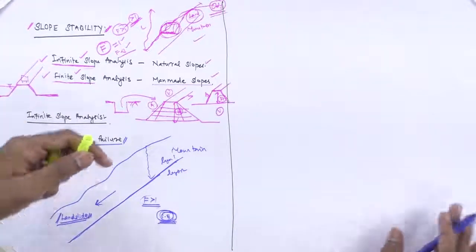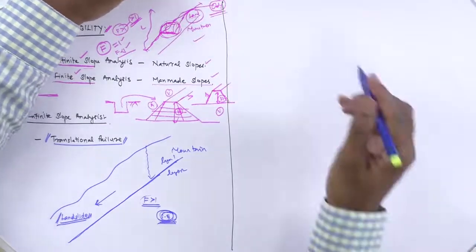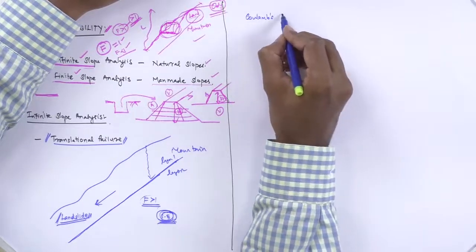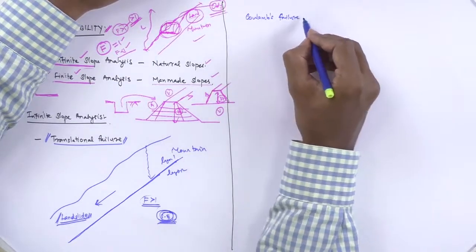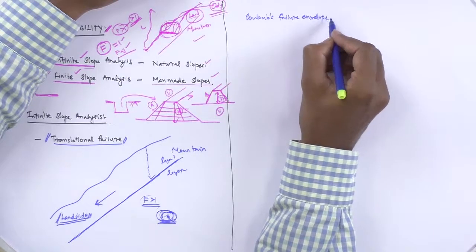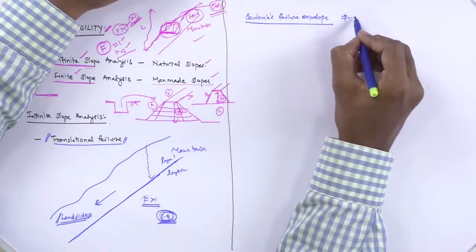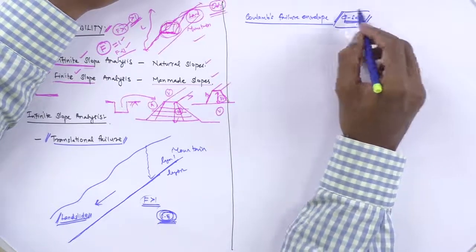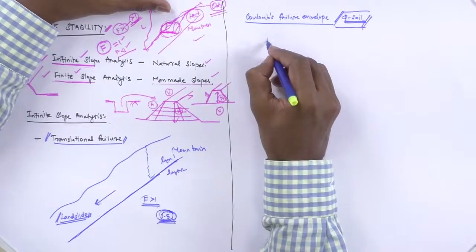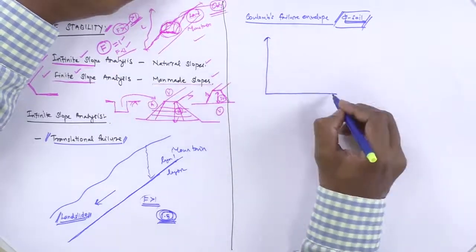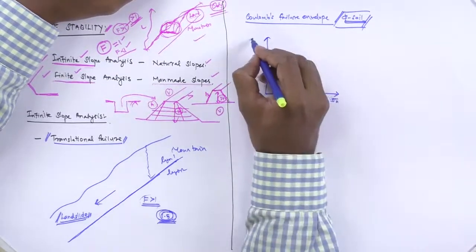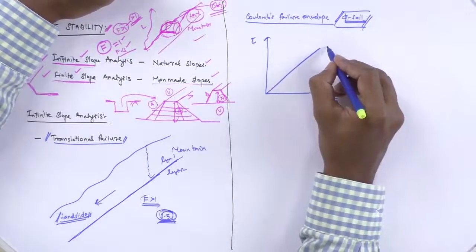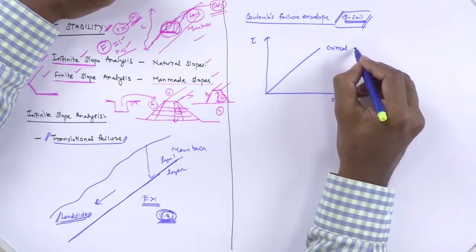In order to start this, you need to understand Coulomb's equation, which I have already explained in my earlier video. Coulomb's failure envelope for phi soil. So for this infinite slope stability, let me first discuss the phi soil. Here is Coulomb's failure envelope, with sigma n and tau. So this is the failure envelope, and here it is the critical slope.